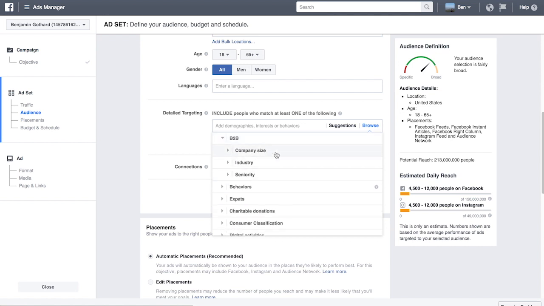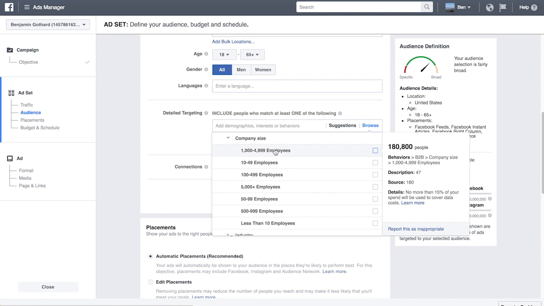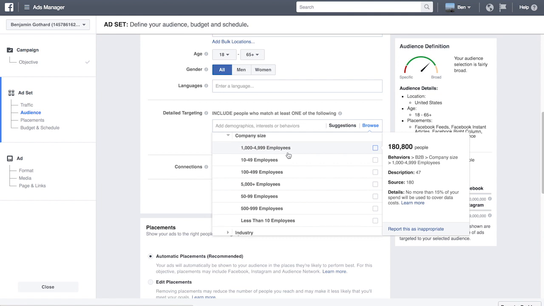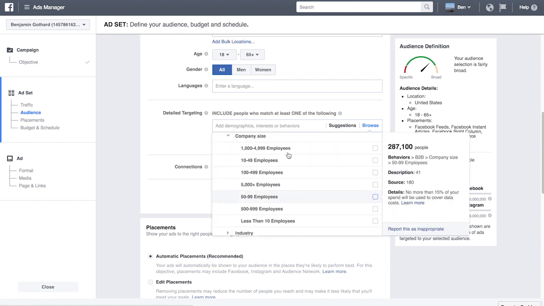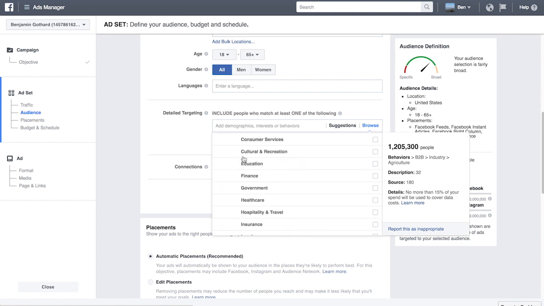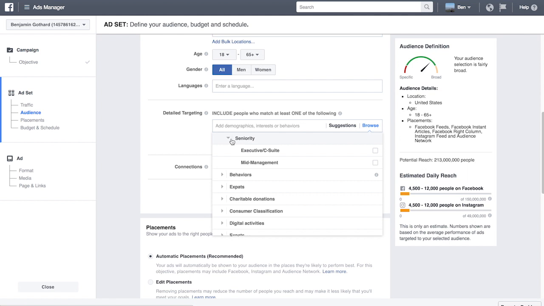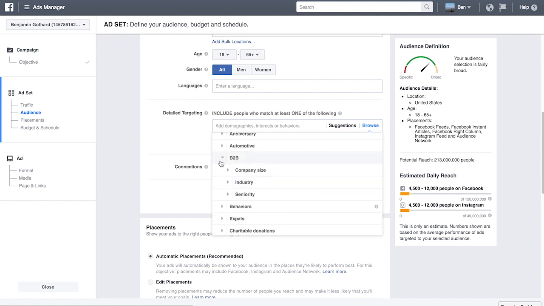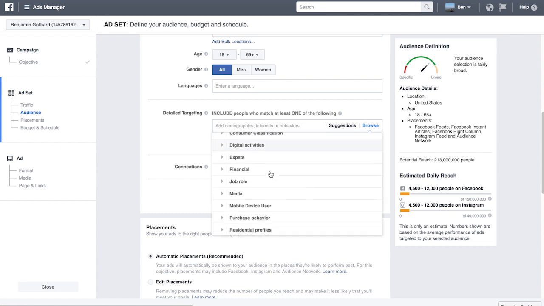So is your target market in a company size of 1,000 to 5,000 employees? Because if so, you can target them. You can target them based on that. You can target them based on industry. You can target them based on seniority. And so I trust that you can see how in depth Facebook goes with this.